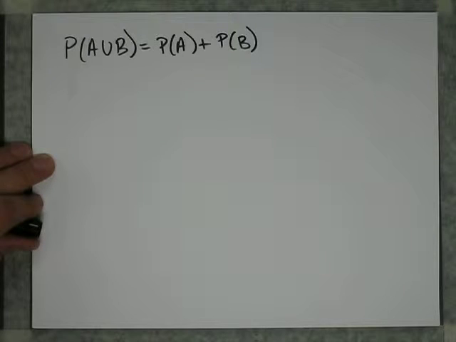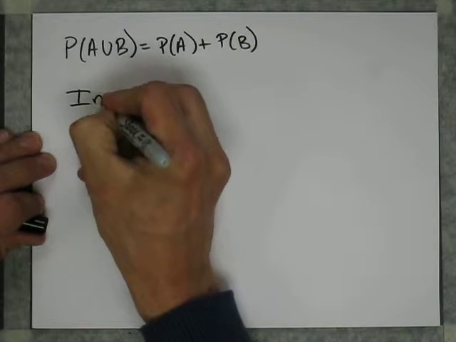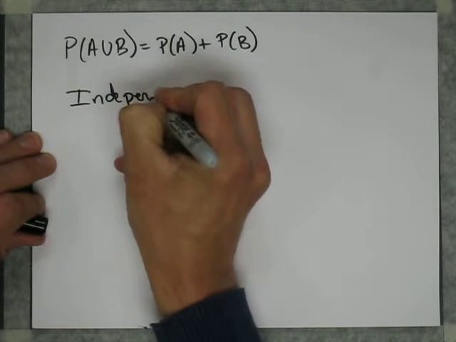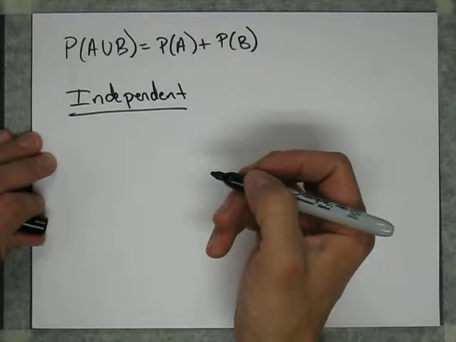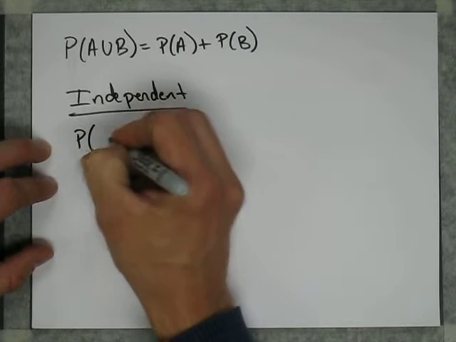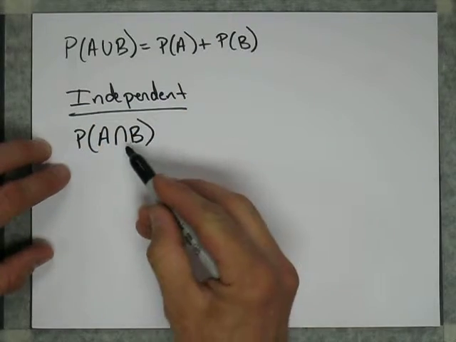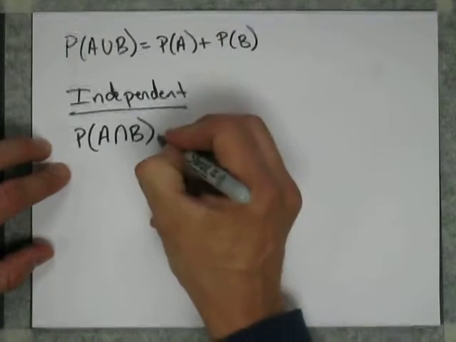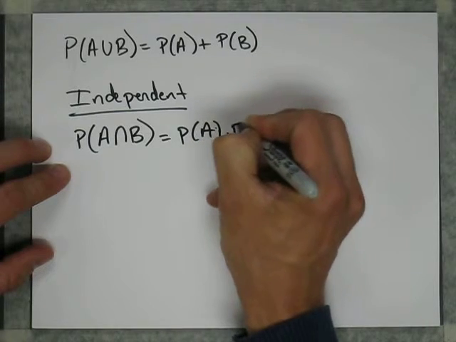Okay, now another word that we're going to talk about is independent. The word independent: two events A and B are independent if and only if the probability of A intersection B, the upside down U, is equal to the probability of A times the probability of B.